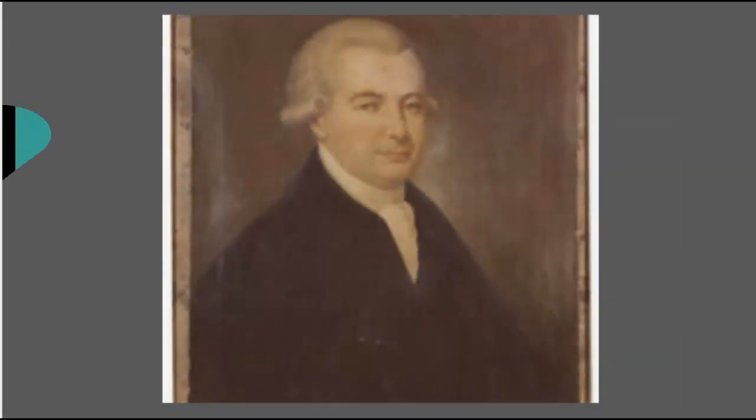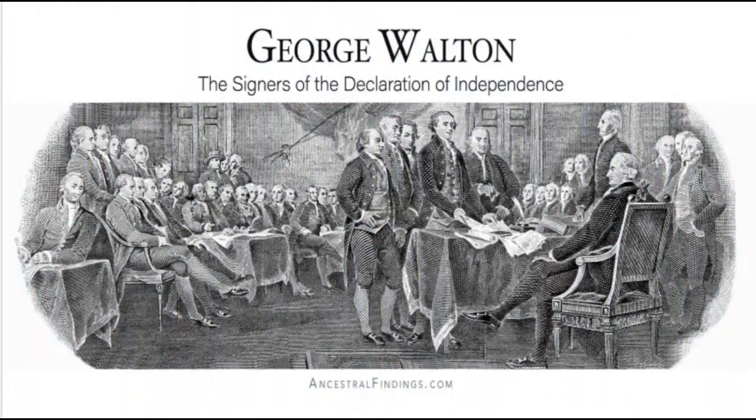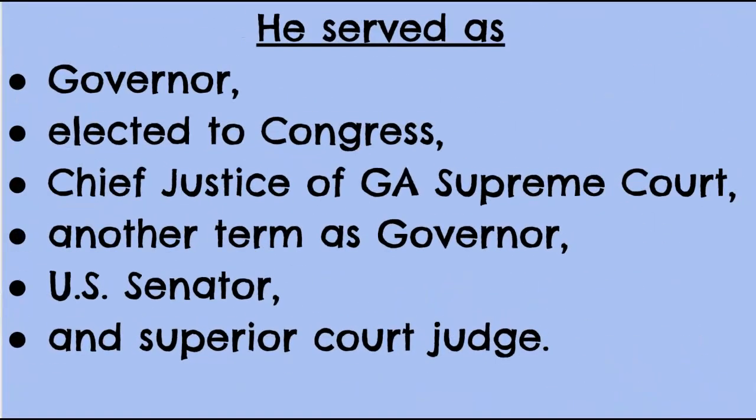Our final signer is George Walton. Walton is the most politically successful of the three. He was also appointed to the Second Continental Congress, where he voted for independence. He served as governor, was elected to Congress, served as Chief Justice of the Georgia Supreme Court, had another term as governor, and was a U.S. Senator and Superior Court Judge. Walton County is named for him.